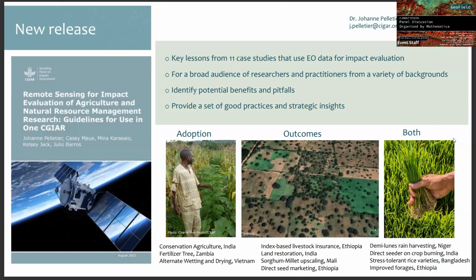So yes, my name is Johanne Pelletier. I work for the standing panel on impact assessment, which evaluates the impacts of innovations that are developed within the CGIAR.